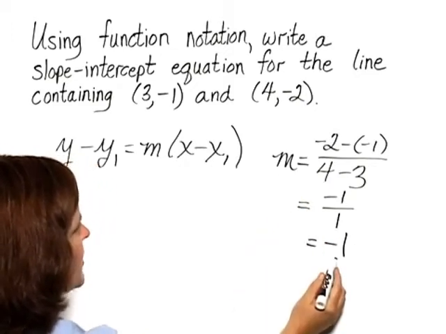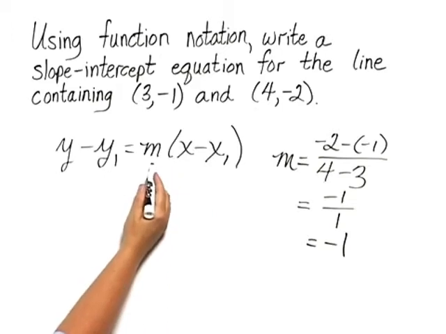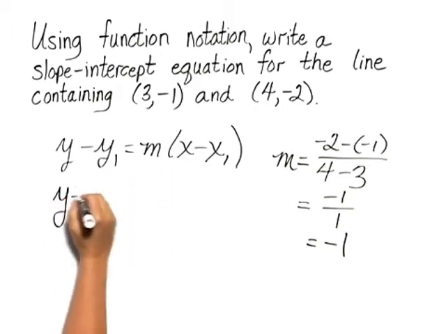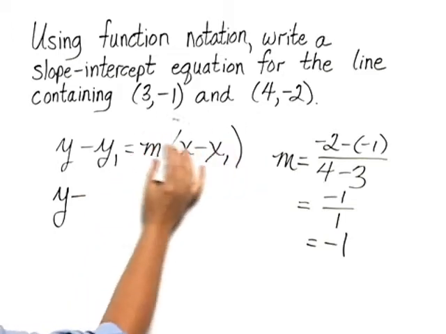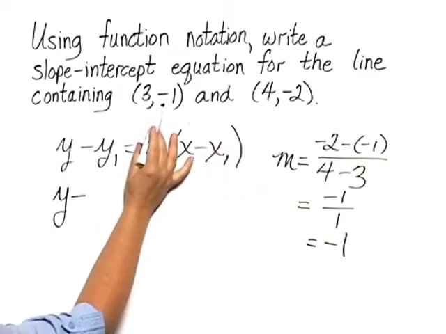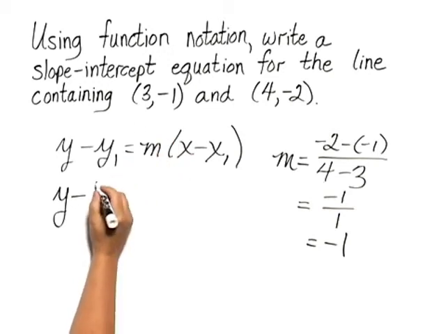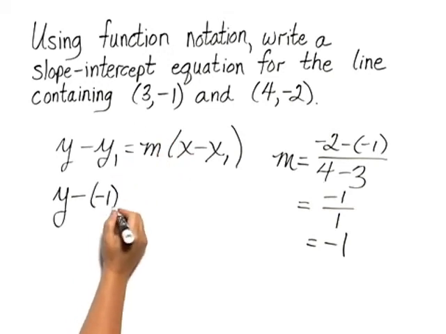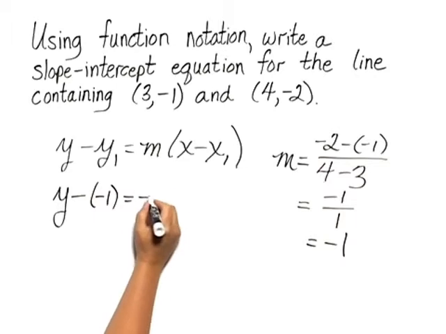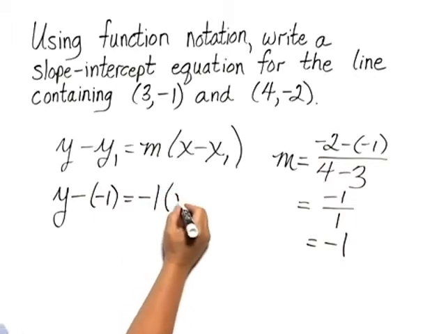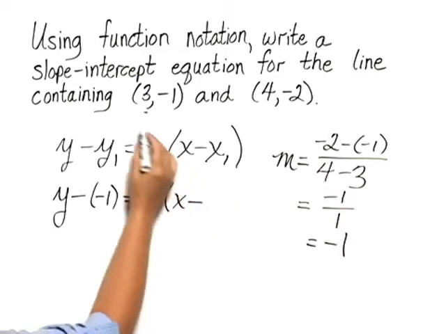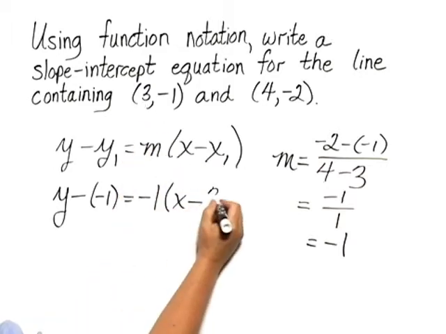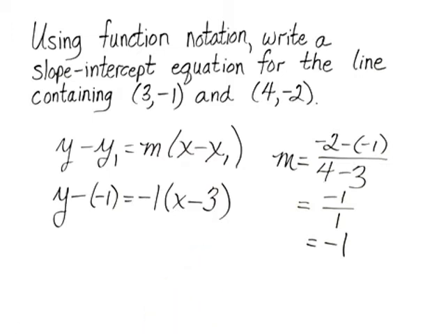So after I found the slope, I can substitute in here. I have y minus y sub 1, and I can choose either point. I'll choose to use the first point, so my y sub 1 will be -1. I have y minus -1 equals m, that's -1, times x minus x sub 1, and I need to pick from the same point, so that would be 3. Now this is an equation of the line, but it's not in the form that we're looking for.